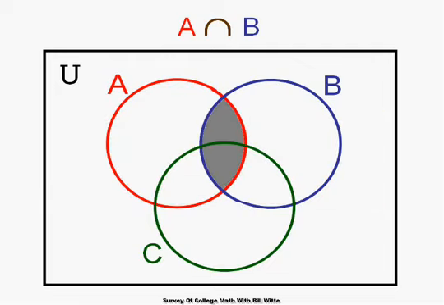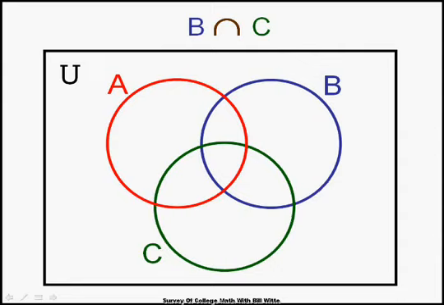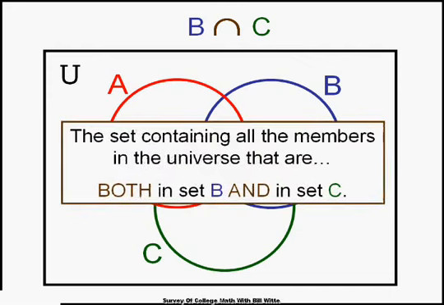Check it out. That's just the way it was before, isn't it? Now we'll switch the letters. Let's forget about A and do B intersected with C. Just concentrate on B and C, and what's in both B and C? The set of all members, just in the universe now, that are both in set B and in set C.